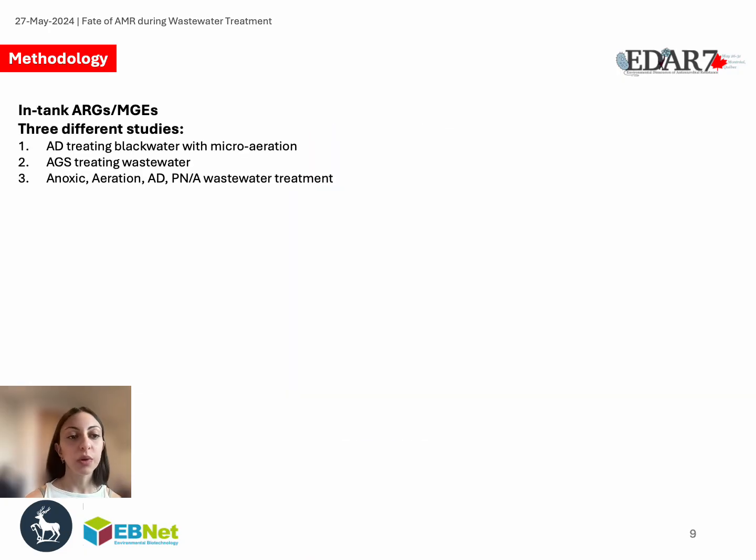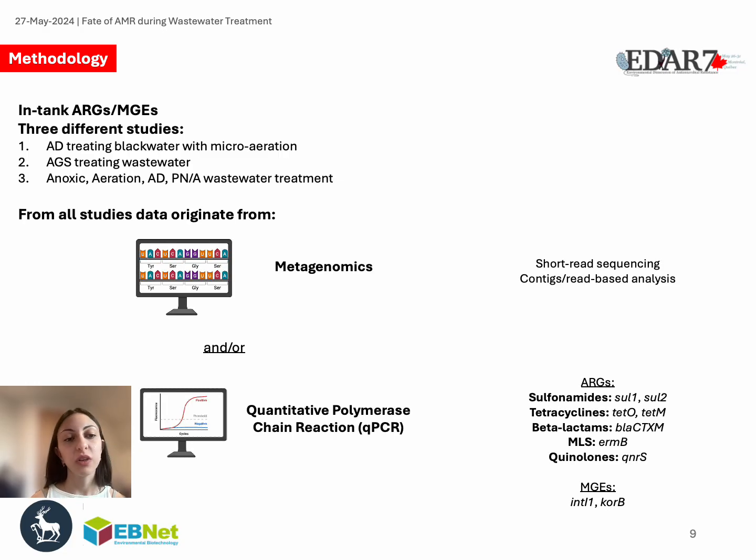To achieve this, we analyzed in-tank data from antibiotic resistance genes and mobile genetic elements from 3 different studies: anaerobic digestion treating black water with microaeration, aerobic granular sludge treating wastewater, and the treatment line with anoxic aeration, anaerobic digestion, and partial nitrification Anammox treatment tanks. From all studies, data originated from metagenomics and or qPCR.